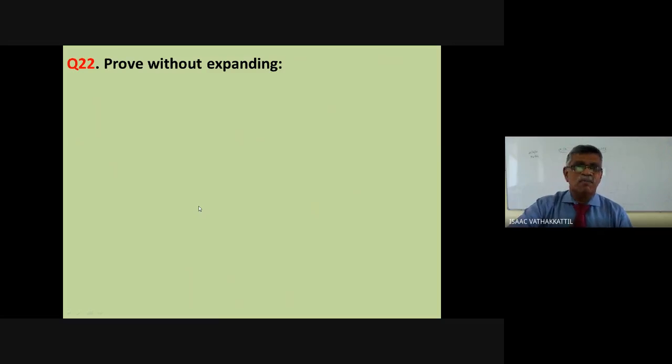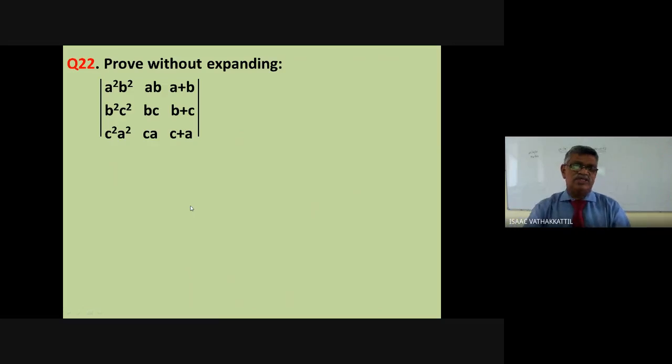One more. Prove without expanding. Without expanding means you cannot expand this determinant at any stage. A squared, B squared, AB, A plus B. B squared, C squared, BC, B plus C. C squared, A squared, CA, C plus A is equal to 0.